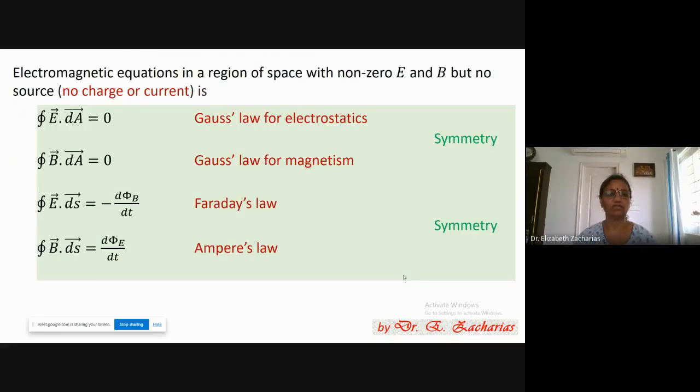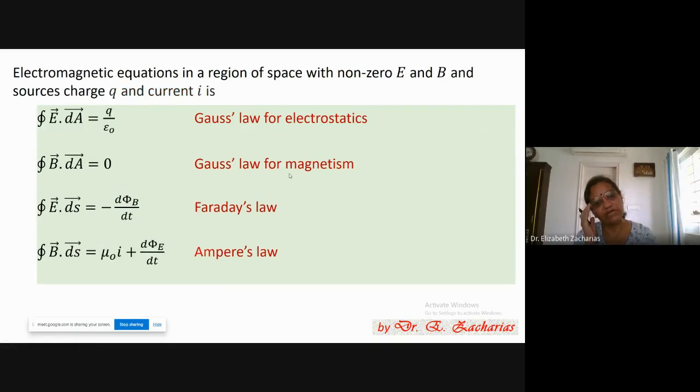Okay, now that we have done all this, we can write the electromagnetic equations. After this modification, you can write it in a region where there is electric field and magnetic field, but no current and no charges. Now start writing: integral E dot dA equal to zero, fine. Integral B dot dA equal to zero, fine. So symmetry is there. Integral E dot dS is equal to minus d phi B by dt. Yes, that didn't change. And now you see the new equation: integral B dot dS is equal to d phi E by dt without a minus sign. Okay, so you are able to see symmetry. Nature loves symmetry. And the search for symmetry by scientists has led to many discoveries.